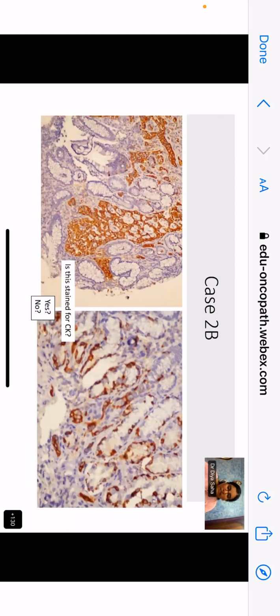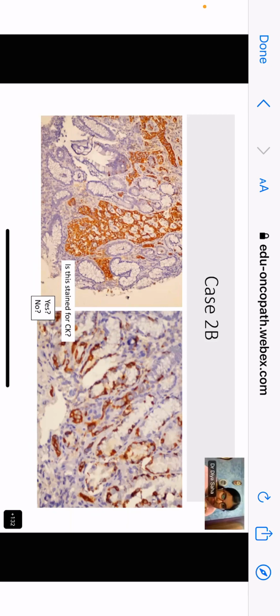And case 2B, there's no prizes for guessing this, but I want to ask Suveta, has this been stained for cytokeratin? It's the same stain on both sides. Yes, ma'am. I'm asking this for people in the chat box as well. Has this been stained for cytokeratin? You are saying yes. What about Limpy? No, ma'am. Vimy? No, ma'am. Dia? Ma'am, I think yes.